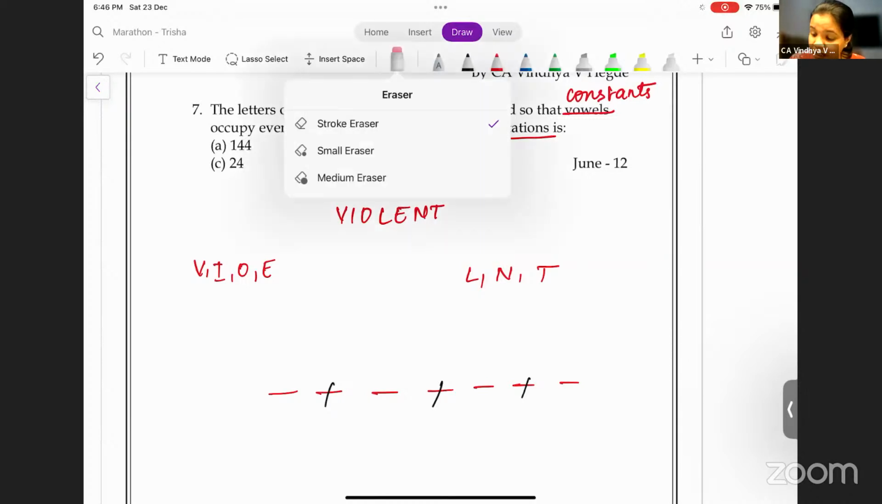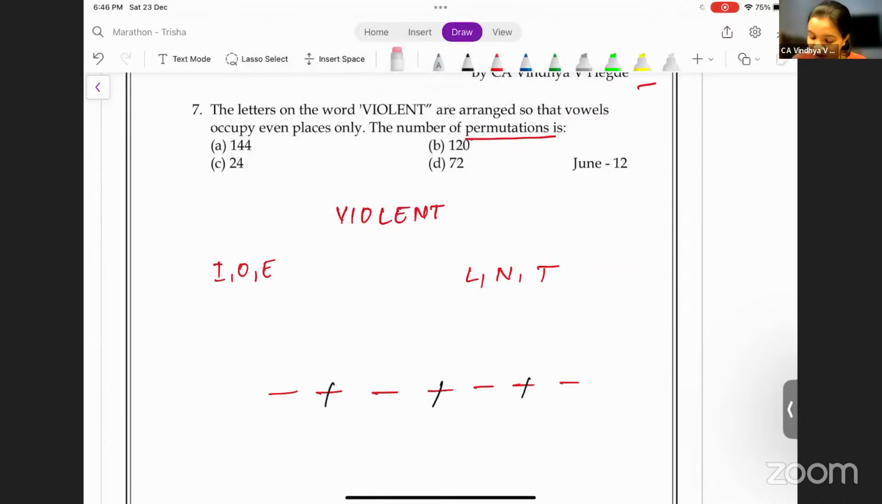Okay, I'm so sorry. I've considered the vowels wrongly. A, E, I, O, U are the vowels. V is not a vowel. Yes, the question is correct. Here, V should be here. So what have they told here? They have considered the vowels. Yes, correct. Sorry, my bad.